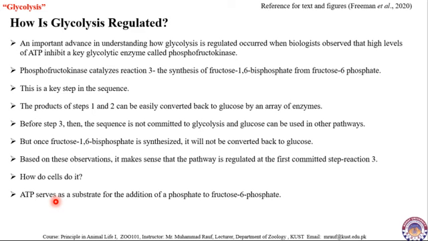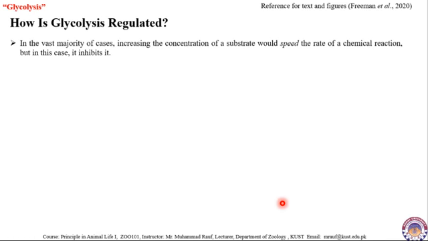ATP serves as a substrate for the addition of a phosphate to fructose 6-phosphate. So remember, in the energy investment phase, the first ATP was used in reaction 1, and now the second ATP will be used in reaction 3. In a vast majority of cases, increasing the concentration of a substrate would speed up the rate of a chemical reaction, but in this case it inhibits it.